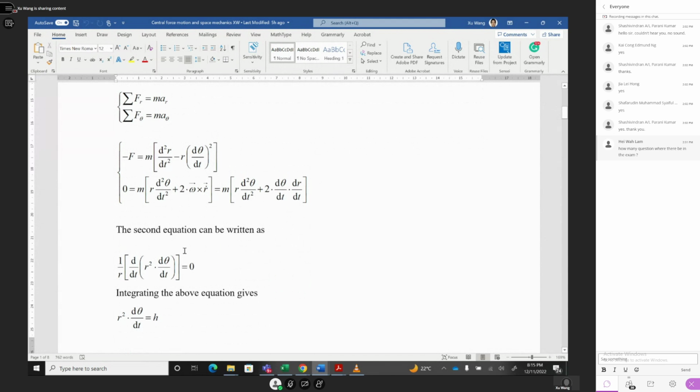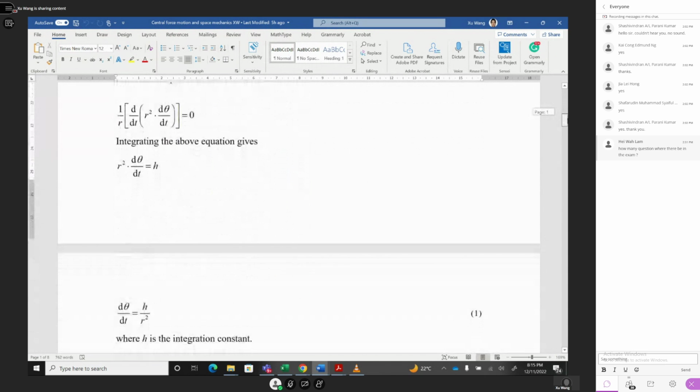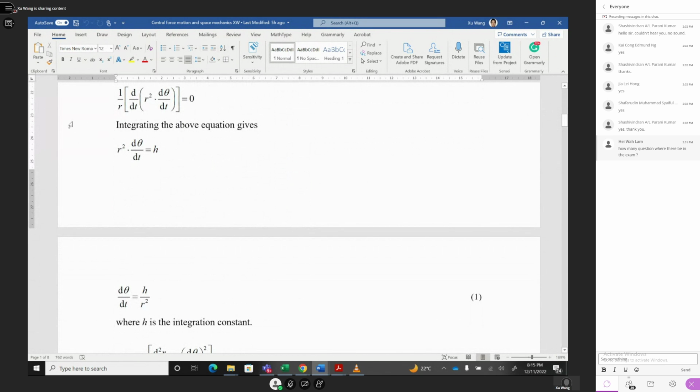And from this one, integrating one time, this should be equal to a constant h. This is an integration constant, which depends on the initial condition. After getting this, you get dθ/dt equal to h divided by r squared. That's what you get. h is the integration constant. That's equation 1 you get.